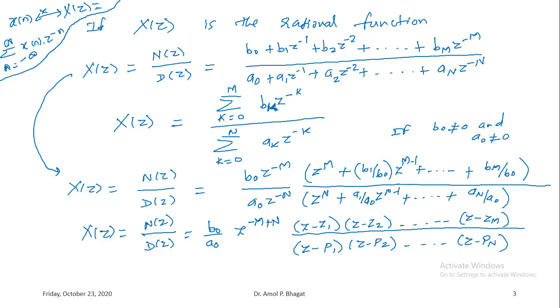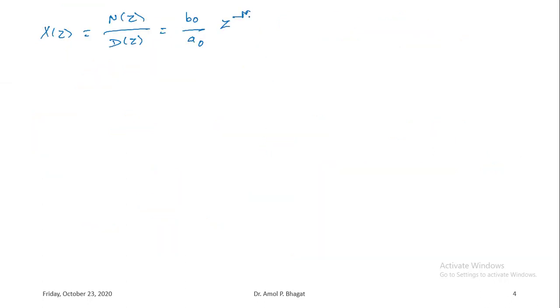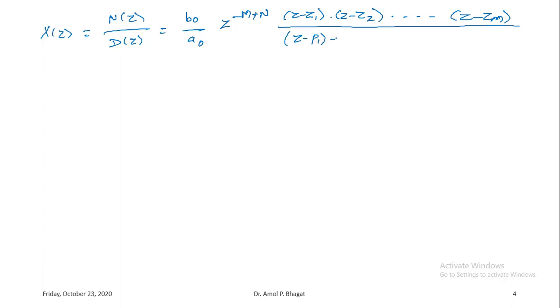So what is that? X(z) representing numerator and denominator as a rational function comprises b0 upon a0, right, multiplied by z to the power of minus M plus N, and it is multiplied by (z minus z1) multiplied by (z minus z2), and so on up to (z minus zM). Similarly (z minus p1) multiplied by (z minus p2), and so on up to (z minus pN), right?